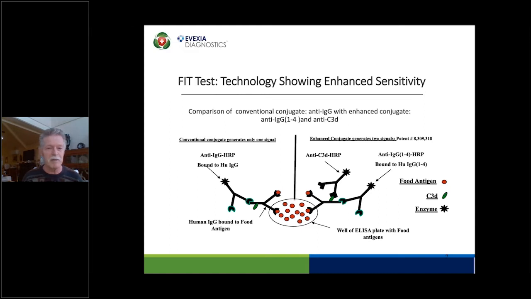And I'm just smiling because it's a simple concept, but it took an awful long time to try to sort that out. So think about it. Conventional assay gets one signal. Our assay, the FIT test, two signals. Enhanced sensitivity without the problems with specificity, meaning false positives. So in the next slide.